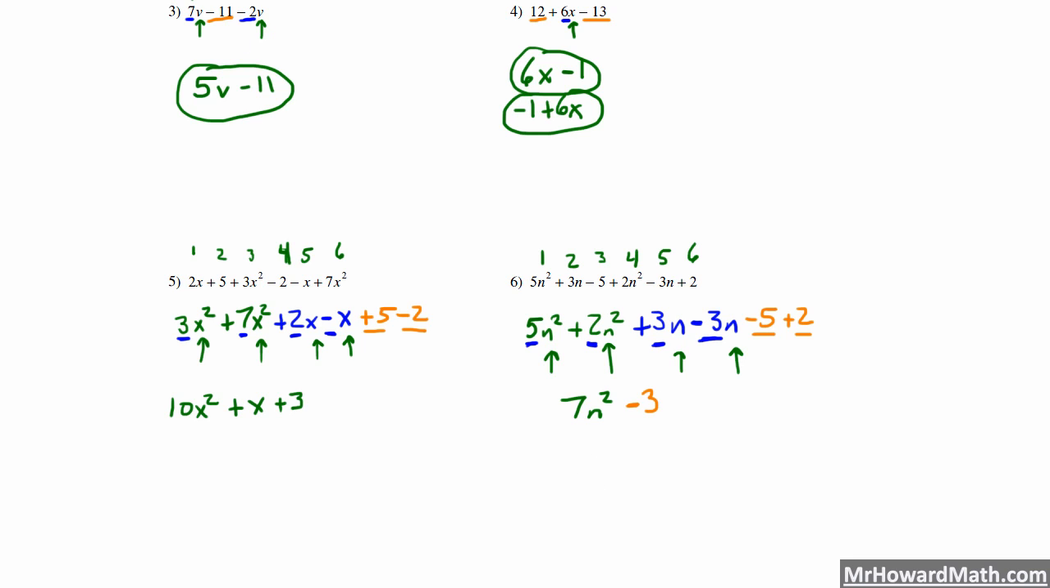I'm going to do that in green so we don't get confused. 7n squared minus 3. Notice our n terms canceled out, because we could write 0n there, but that's still just 0, so we just leave it off. So final answer, 7n squared minus 3. Let's circle these up. Alright, so after you practice this on your own, you will be an expert at combining like terms. See you in the next video.